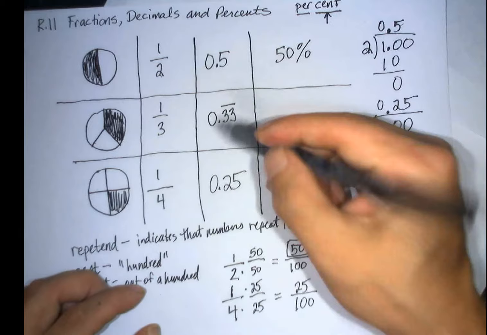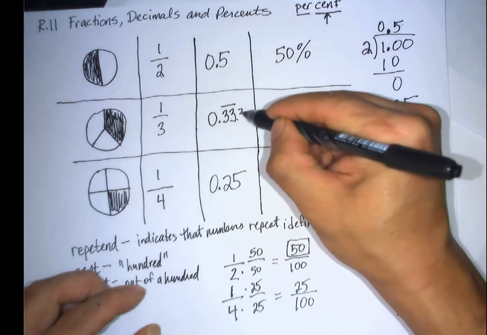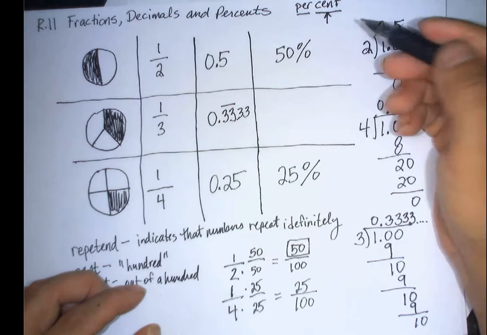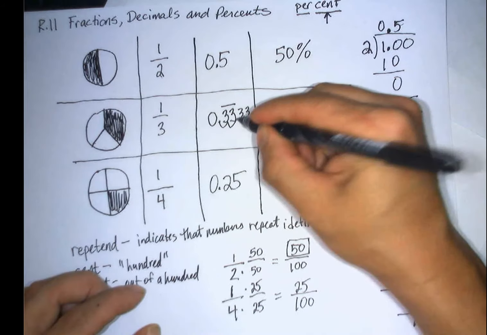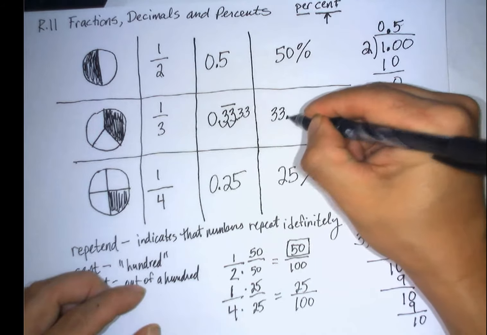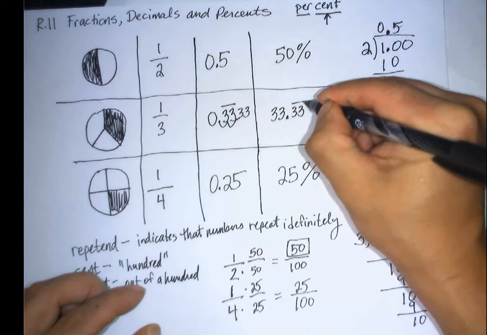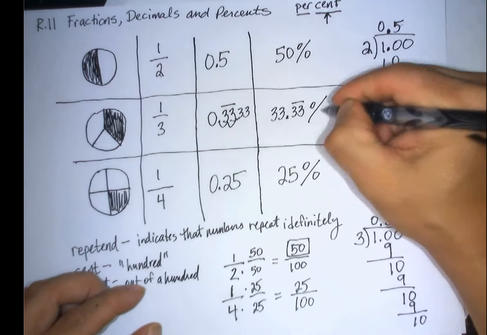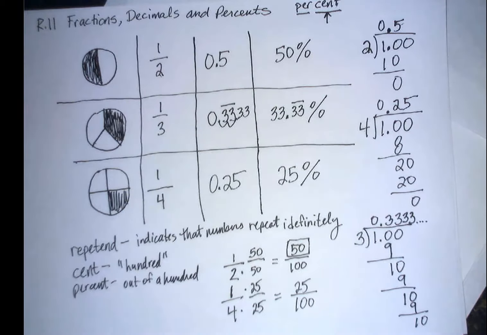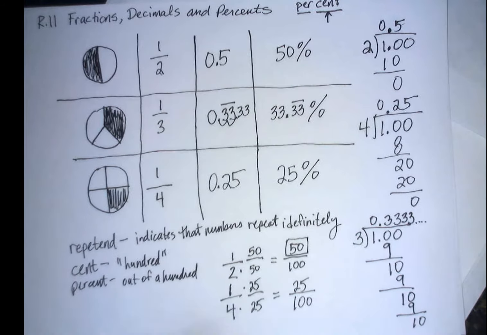Well, same here, except just remember that these repeat indefinitely. So if I move that decimal 2 places to the right, I get 33.33 bar percent. Okay? 33.33%. All right, let's try some harder examples as far as converting from percent, decimal to fraction and percent. Let's convert these fractions to decimal and percent.